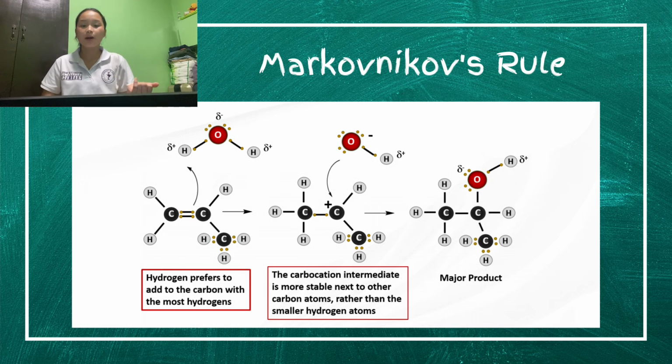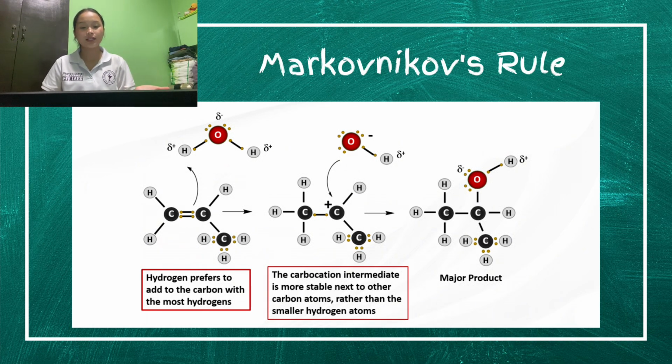The H positive attaches to the carbon with more hydrogen atoms, while the X negative is bound to the more substituted carbon, ensuring formation of the major product.